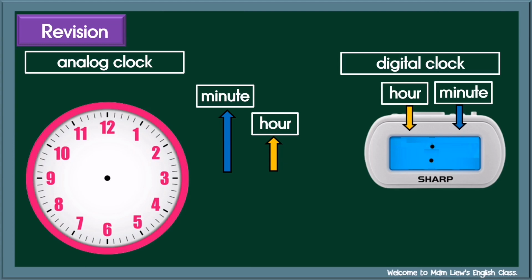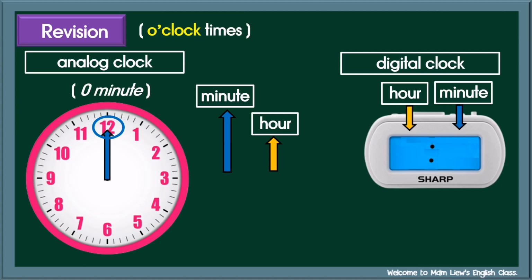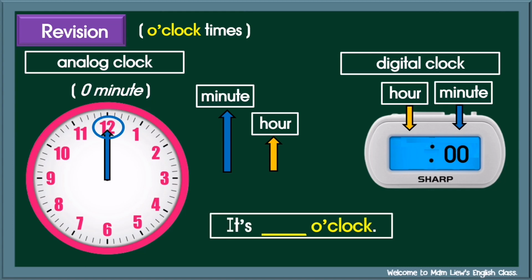Let's revise the o'clock times. When the minute hand points at number 12, that means 0 minute has passed the hour, and the digital clock shows 0 minute. We say it's something o'clock. The hour hand is now pointing at number 4, and it shows 4 hours on the digital clock. So we say it's 4 o'clock.